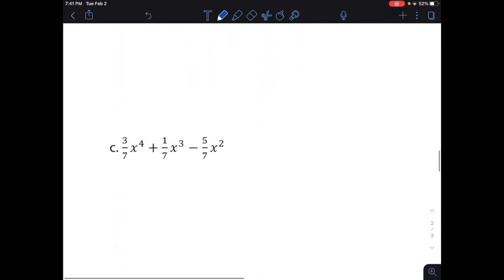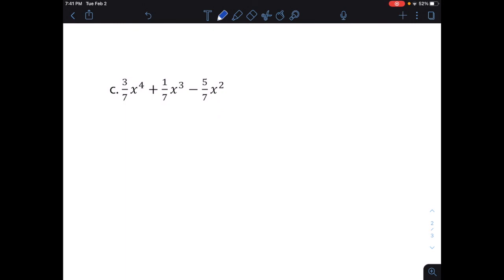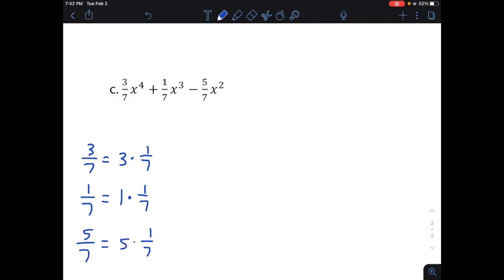All right, one more. And this one involves fractions. Fractions can be a little tricky because people look at it and they're like, gosh, I don't know, 3, 1, 5. Well, actually 3, 1, and 5 have nothing in common, but they all have 1/7 in common. If we think about it, 3/7 is equal to 3 times 1/7. 1/7 is equal to 1 times 1/7. And 5/7 is equal to 5 times 1/7. So we just identified our greatest common factor between the numbers as 1/7.